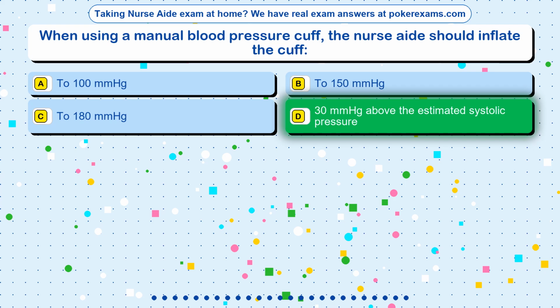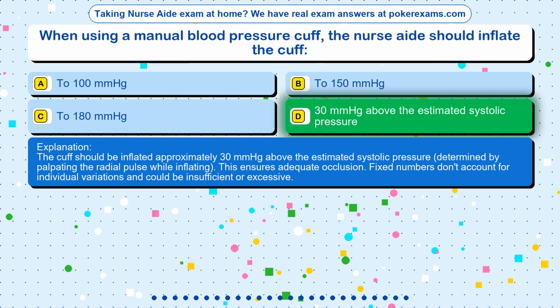The correct answer is option D. 30 mmHg above the estimated systolic pressure. The cuff should be inflated approximately 30 mmHg above the estimated systolic pressure, determined by palpating the radial pulse while inflating. This ensures adequate occlusion. Fixed numbers don't account for individual variations and could be insufficient or excessive.